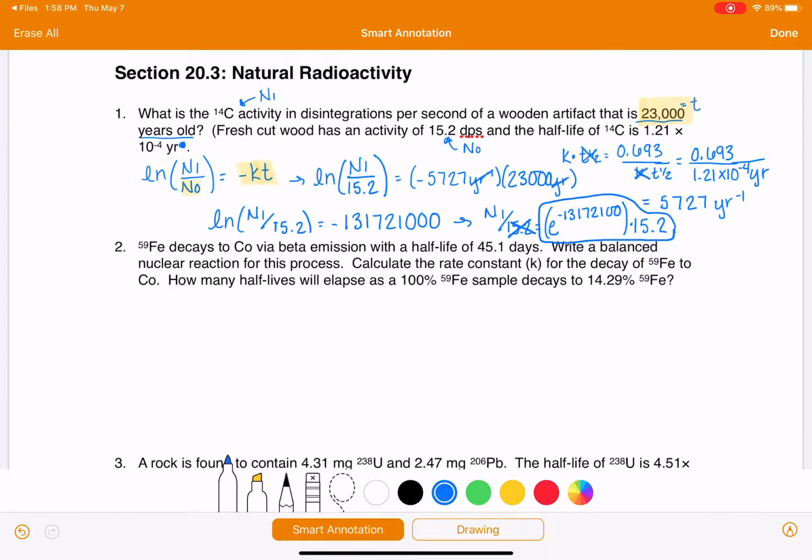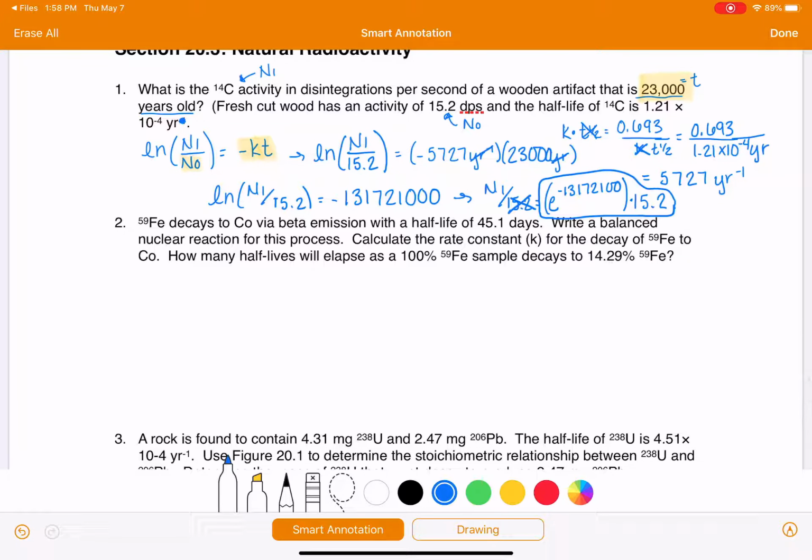Moving on, problem number 2. Iron 59 decays to cobalt via beta emission with a half-life of 45.1 days. Write a balanced nuclear reaction for this process. So let's start with that. Iron 59 decays to cobalt, not carbon monoxide, cobalt via beta emission. So let's fill that in. Let's see what we're going to get here.